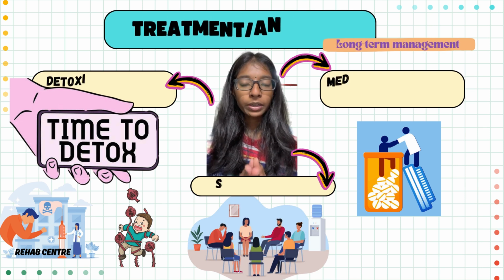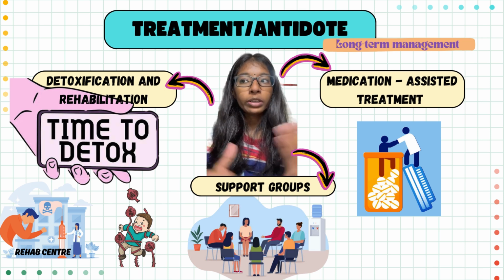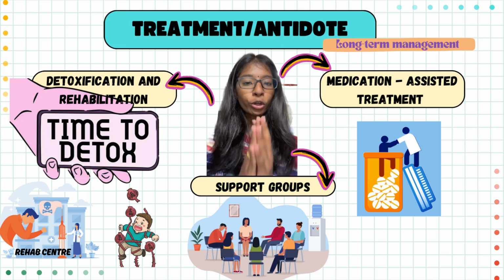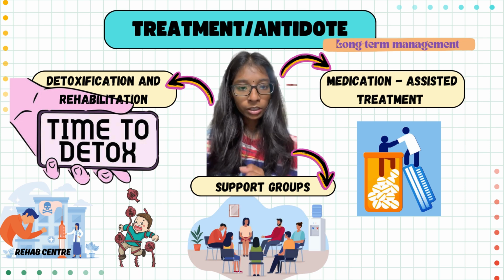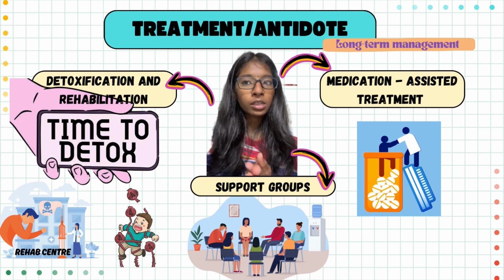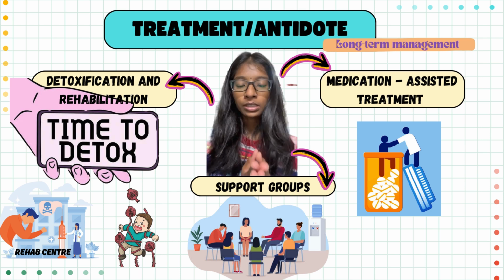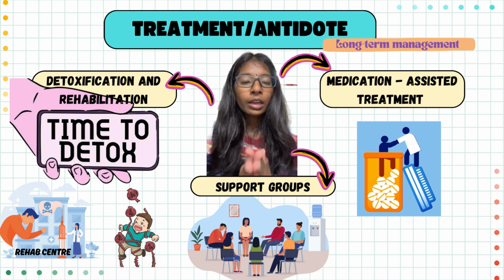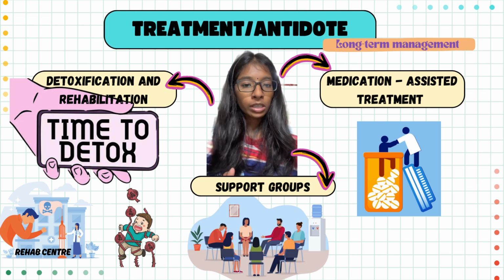In long-term management, it's finally time for our patients to detox. They can either join a detoxification program or join a rehabilitation center. In rehab facilities, they provide counseling and motivation to patients in order to change their behavioral patterns. Next, they can also get medication-assisted treatment. There isn't a specific medication, but there are medications that help with withdrawal symptoms, such as antidepressants. And lastly, we highly recommend that patients join a support group. Through the support group, they can get emotional support and such.